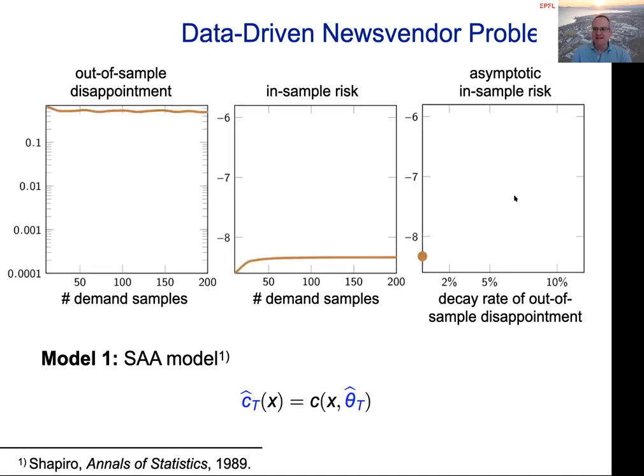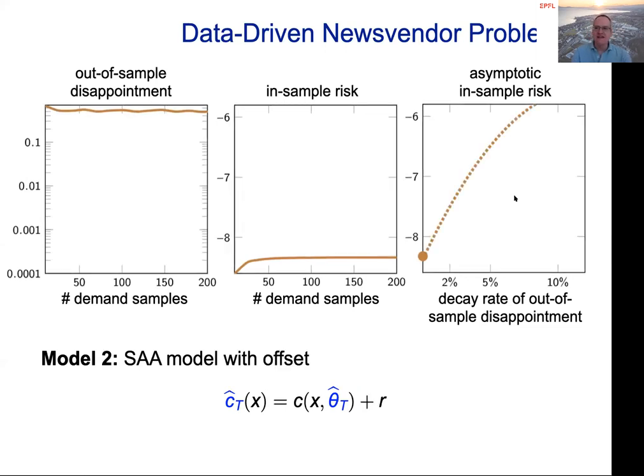So let's first look at the sample average approximation model, the SAA model. Here, the data-driven predictor evaluates the expected cost under the empirical probability mass function corresponding to the T training samples, which is denoted by theta hat T. In this case, the out-of-sample disappointment does not get small, but actually converges to 1/2. One can show that this must happen because of the central limit theorem. The in-sample risk is relatively low and saturates quickly as the sample size T grows. The SAA predictor is represented as the brown dot in the right chart. You can see from this that the decay rate of its out-of-sample disappointment is actually zero. That's clear, right? Because the out-of-sample disappointment remains constant with T.